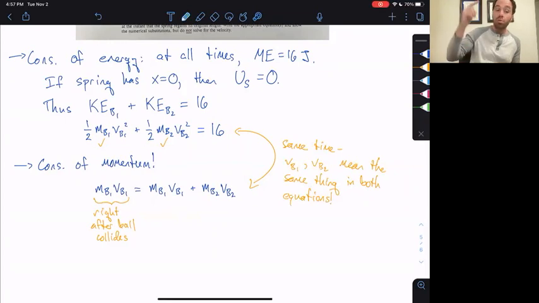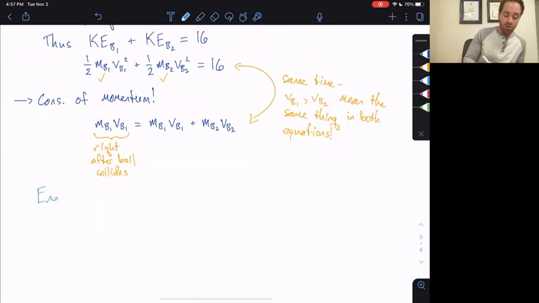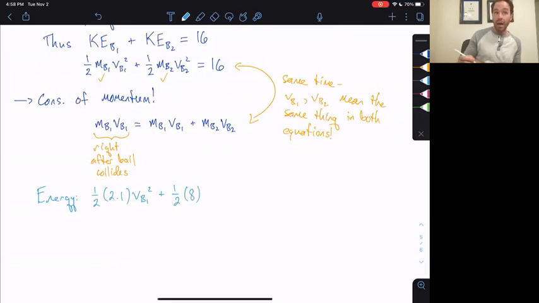The question does say plug in the numbers, even though you don't have to actually solve for it all the way. So let's do energy first. Well, I was going to say the 1/2s would cancel, but actually we'll just keep the 1/2s. So energy is 1/2 times 2.1 times VB1 squared plus 1/2 times 8, the mass of B2, times VB2 squared.